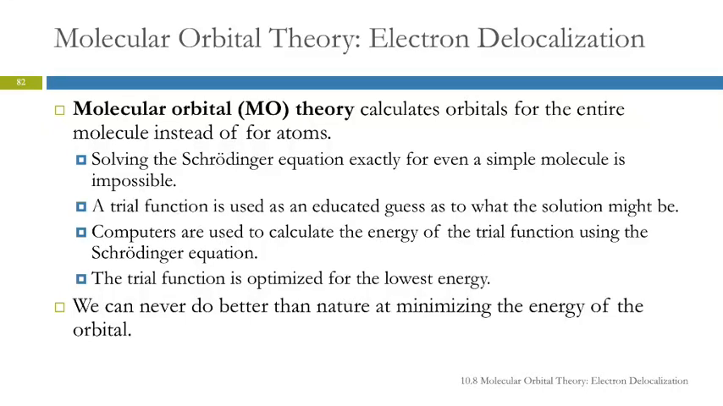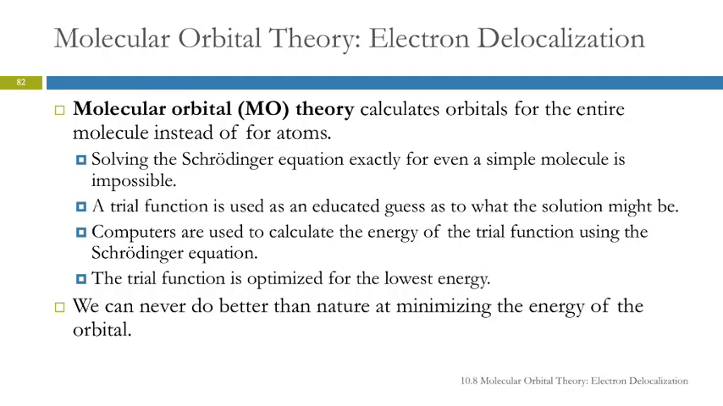So the third theory of bonding that we're going to talk about is molecular orbital theory. We are going to do this in a very superficial way because we just need to get some of the ideas from it. So what is molecular orbital theory? This is calculating orbitals for the entire molecule instead of for individual atoms.